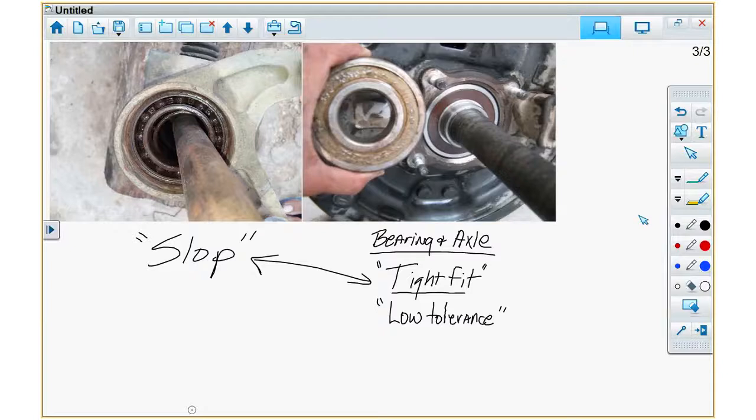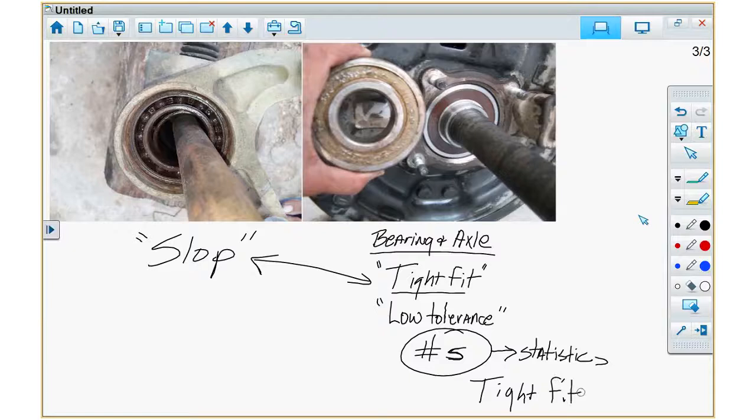All right? Now, a tight fit also applies to numbers. When you're dealing with numbers and statistics, you want a tight fit. Why do you want a tight fit? Because with numbers, a tight fit means the numbers are going to work what? Properly.